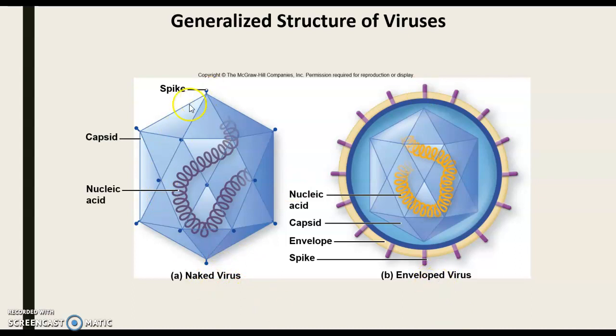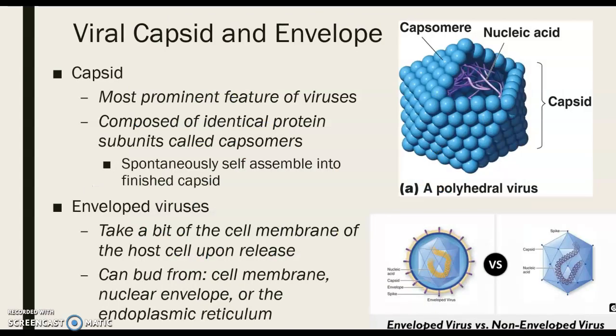So we have the spike, we have the capsid, we have that nucleic acid, like DNA or RNA. And here we have an envelope. Same things, same sort of shape, although some viruses are shaped differently. And then this enveloped piece of it is actually, like I said, part of the host. It takes part of the host with it.